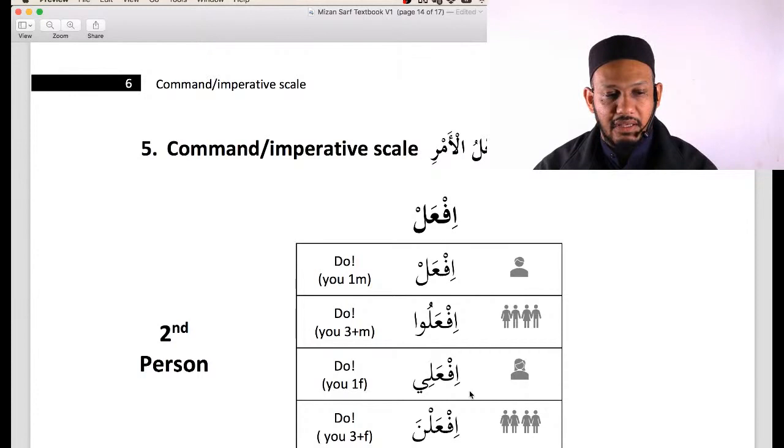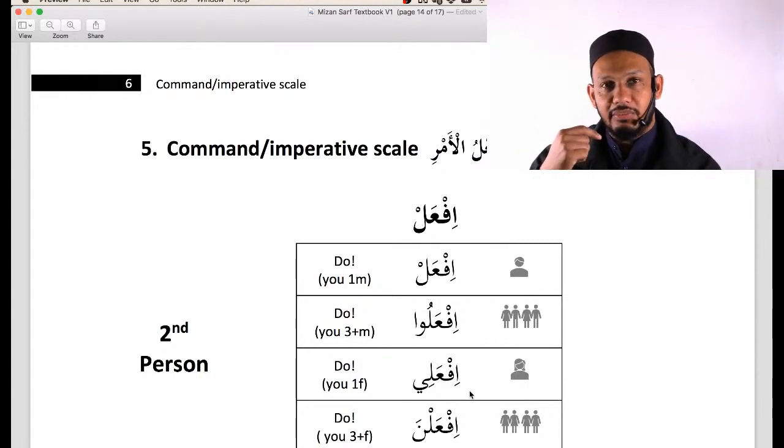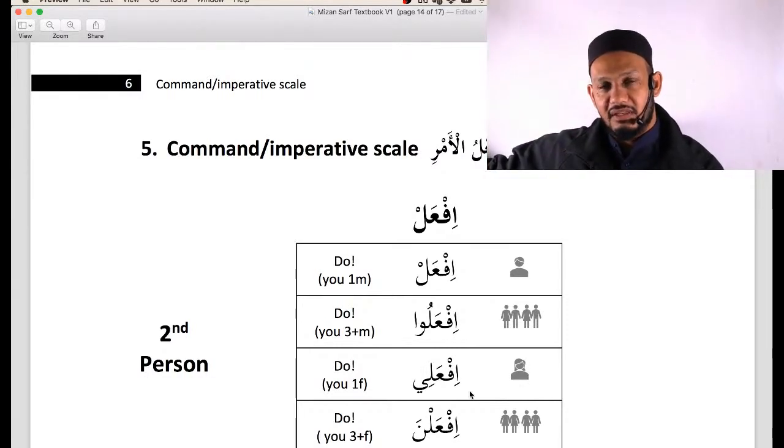So we have the command scale, and the command scale is only 4 words. Why 4 words? Because you're only going to instruct or command someone who you are addressing. So remember, there's 3 persons. There's the absent person: he, she, they, and so on.